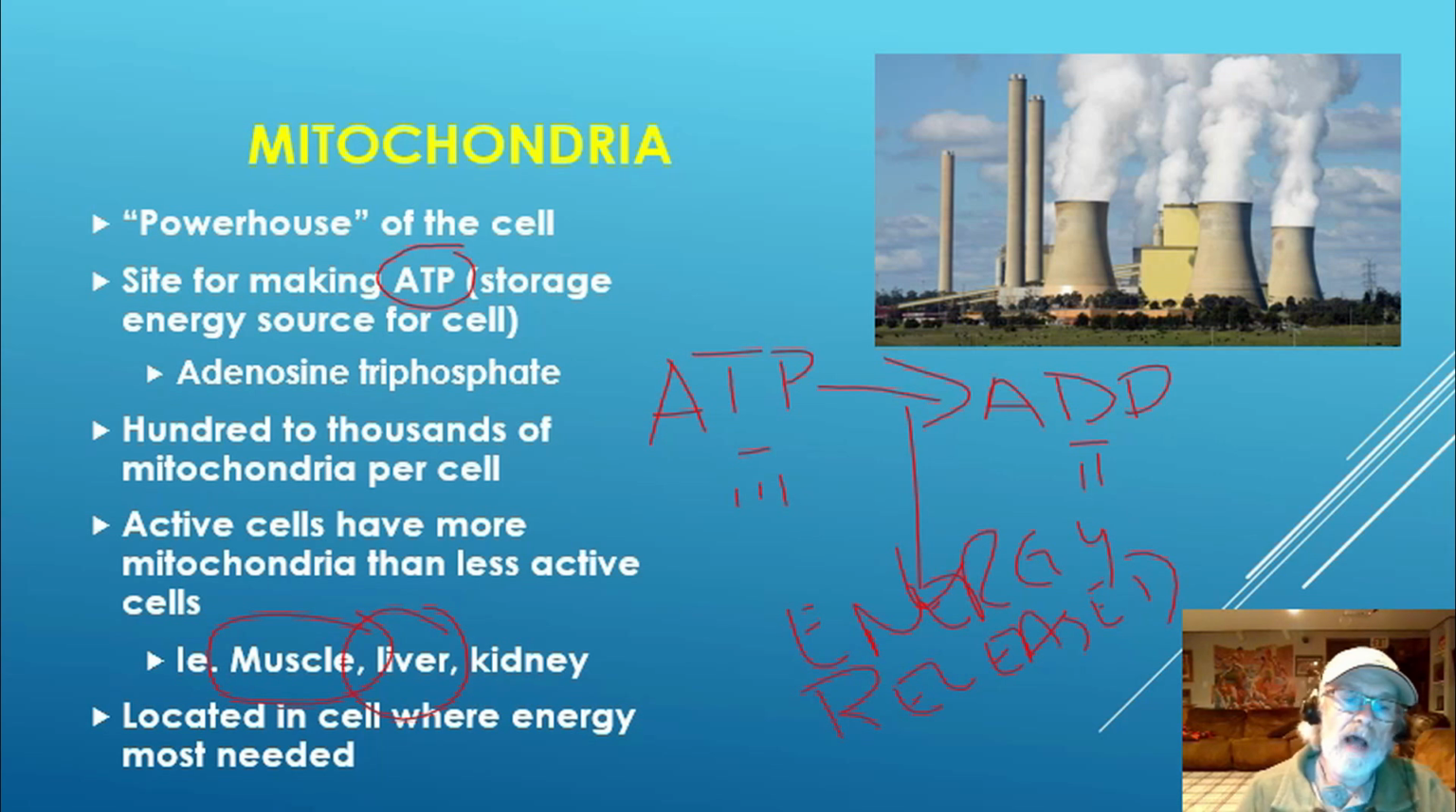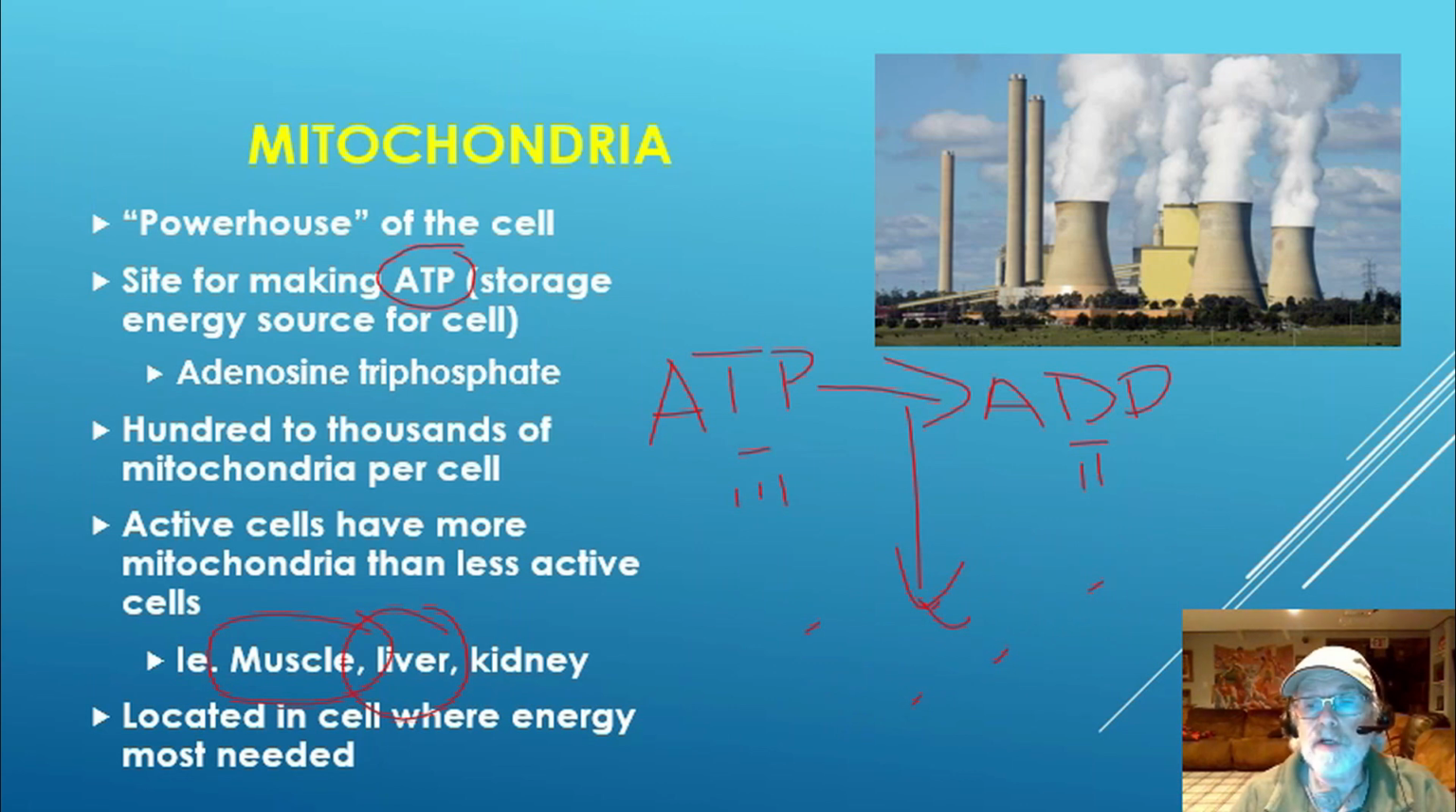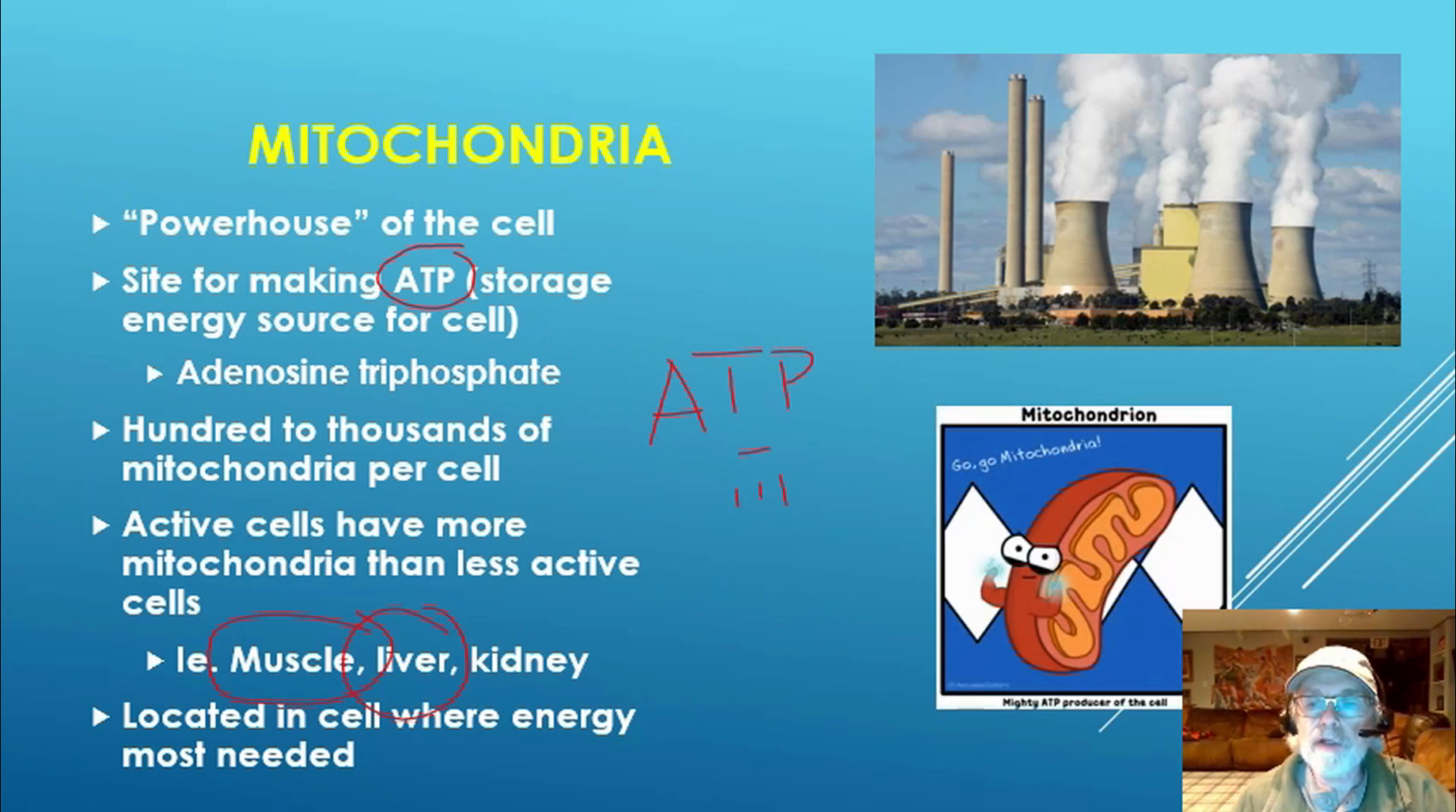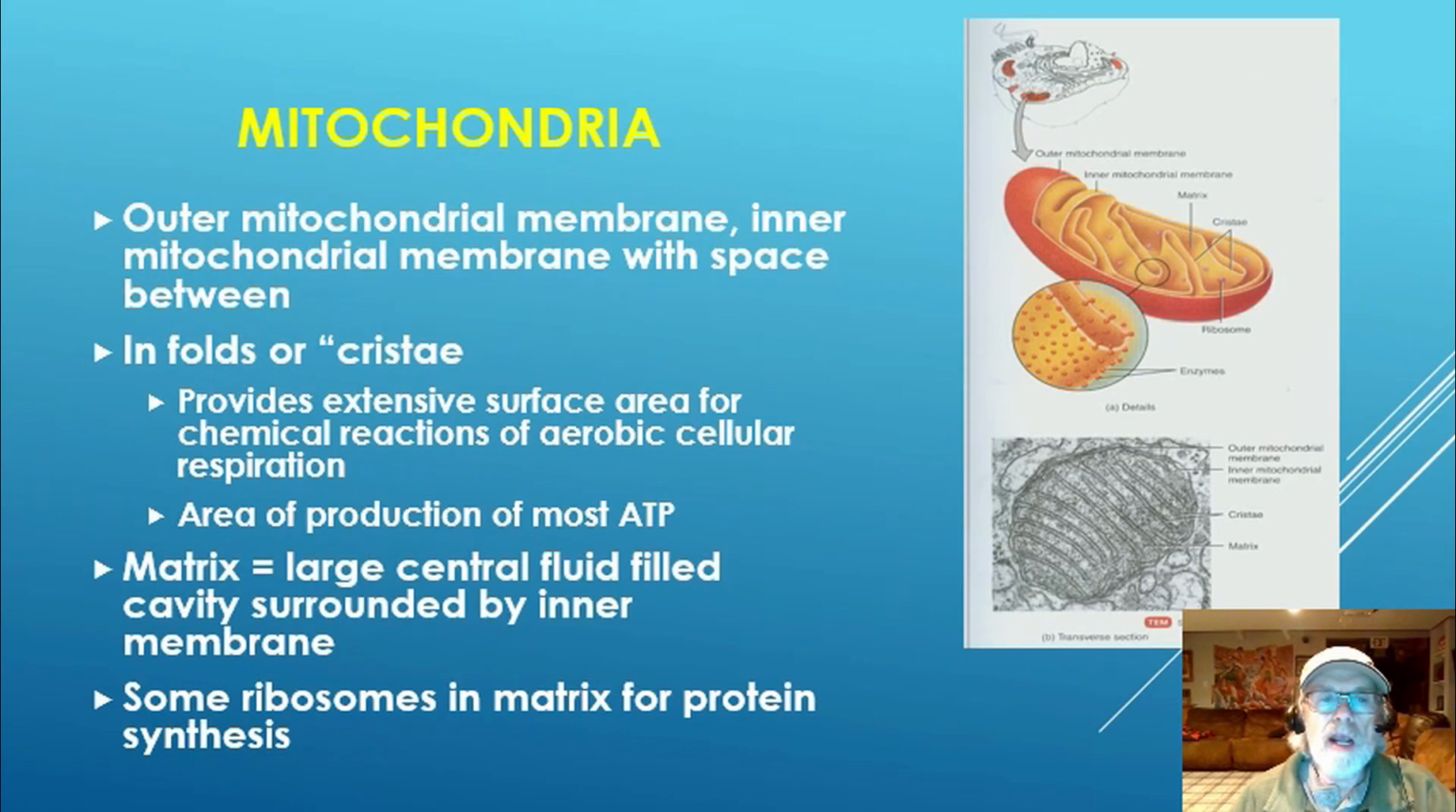The highest concentration of mitochondria is in areas where we need a lot of energy production. Oh, there we go. Go mitochondria, you betcha. Making that energy. There's an outer mitochondrial membrane around the outside, and then inside, we have these little folds.